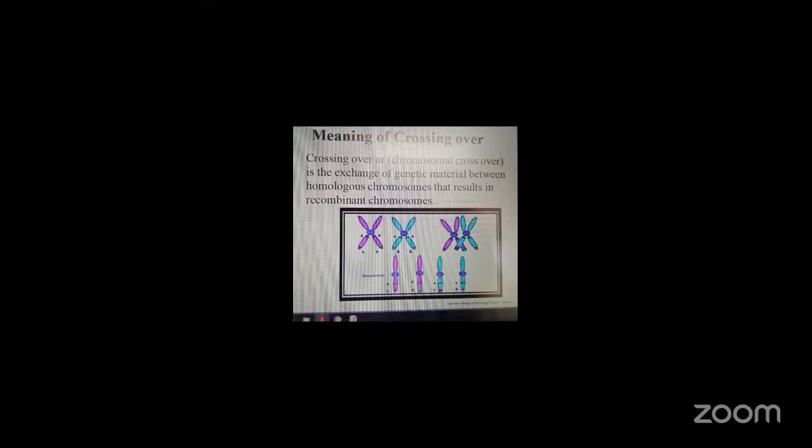Again, germinal crossing over can be divided into two types: equal crossing over and unequal crossing over. In equal crossing over, the segments exchanged between the chromosomes are equal in size. It is divided into three types according to the number of points at which crossing over occurs: single cross, double cross, and multiple crossing over.